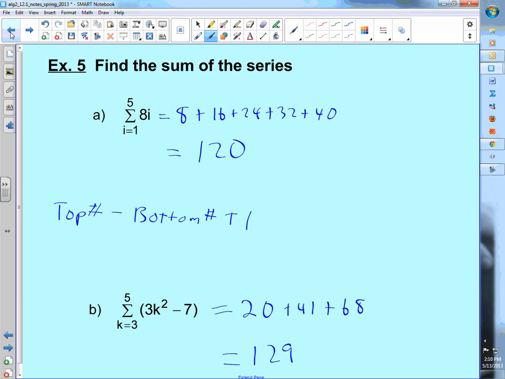Plug in a 3 for K. What do you get? How'd you get 81? Minus, which is? That's how I got the 20. The next number after 3 is? Plug in 4 for K. 48. Right. And then you plug in a 5 and stop. 5 would be the last one. Start with the bottom number, end with the top number, put all the integers in between. Okay?